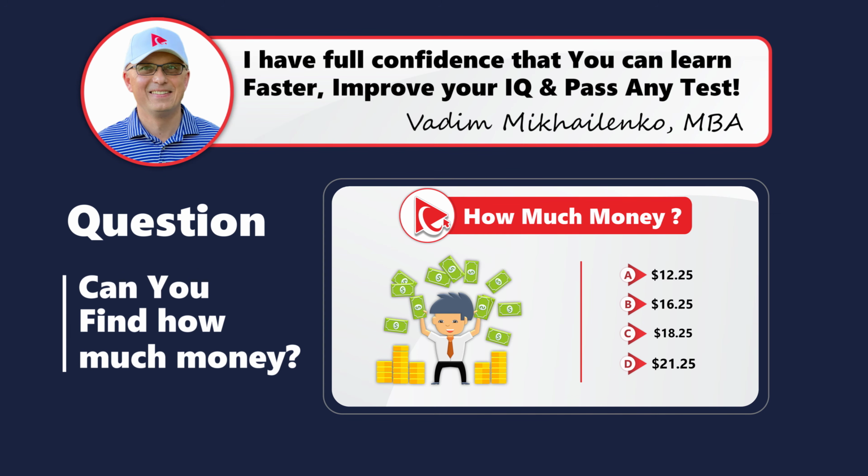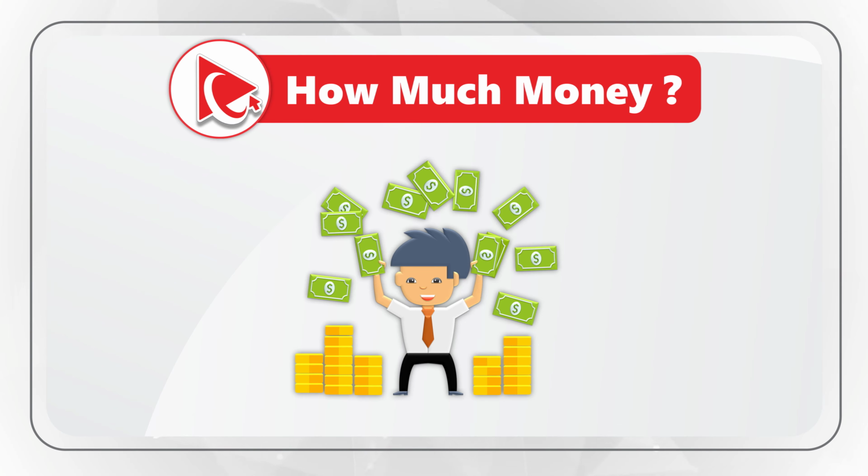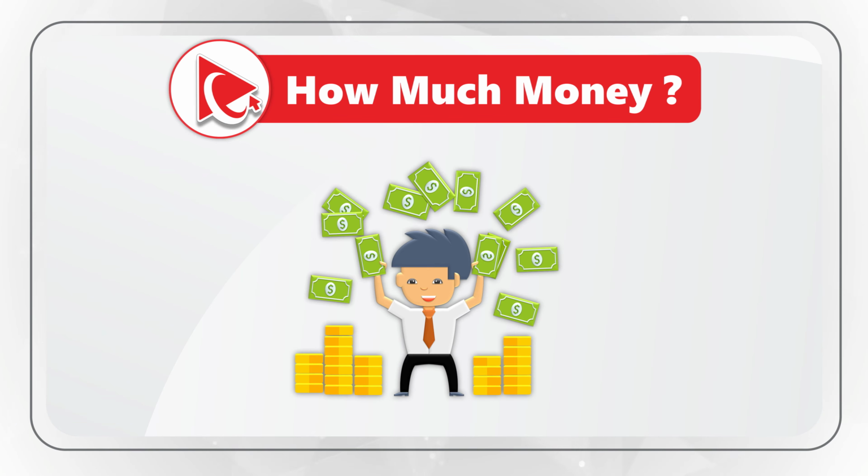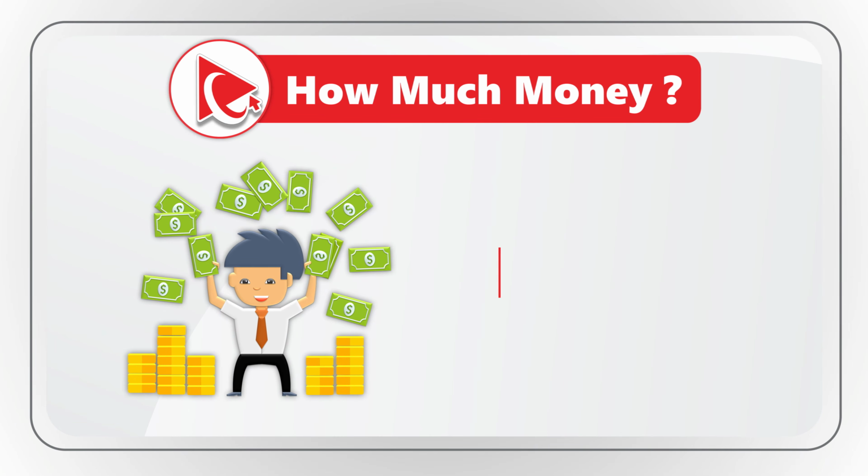Here's an amazing question to test your math skills. You need to determine how much money clerk has. If you take a close look at the picture, you see that clerk is in the possession of dollar bills as well as the quarters. He is juggling dollar bills in the air and has quarters on the ground. Your answer will be one out of 4 different choices.